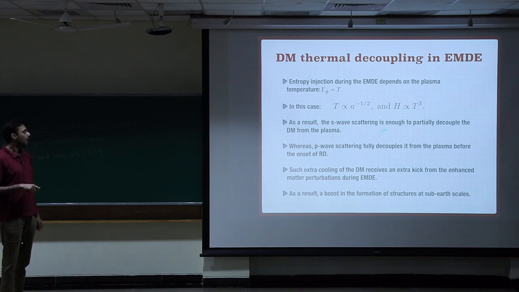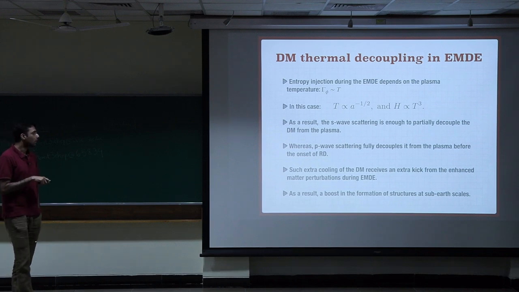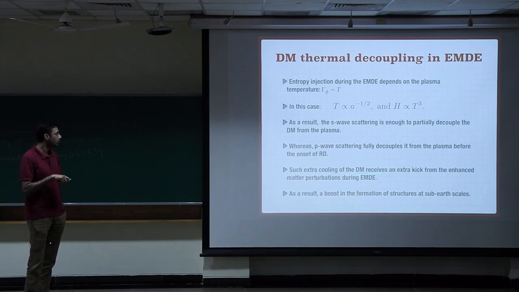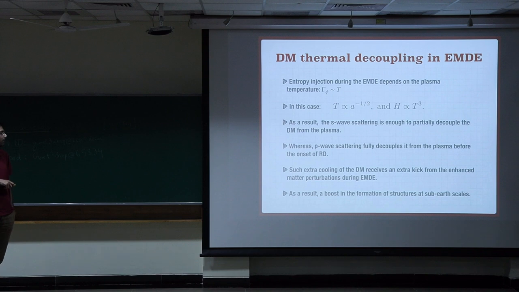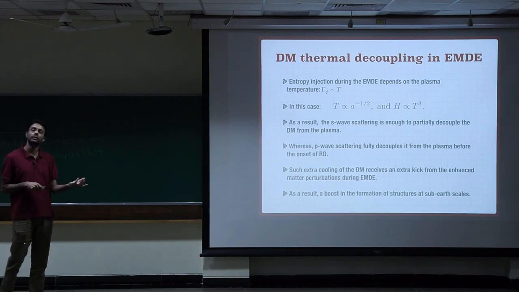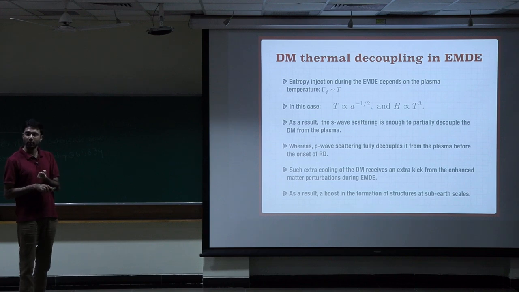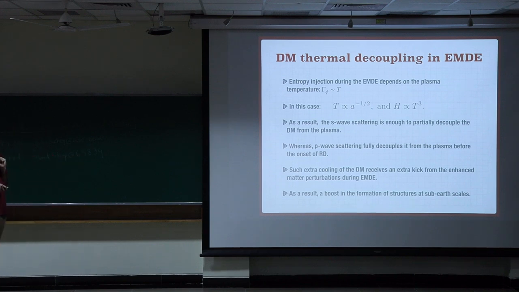And now since the dark matter is decoupled in the matter dominated era, this free streaming length is larger, and in that case the dark matter power spectrum also receives a large boost from the matter perturbation during the EMD. So as a result, there will be more structures forming in the early matter dominated era as compared to the radiation era.